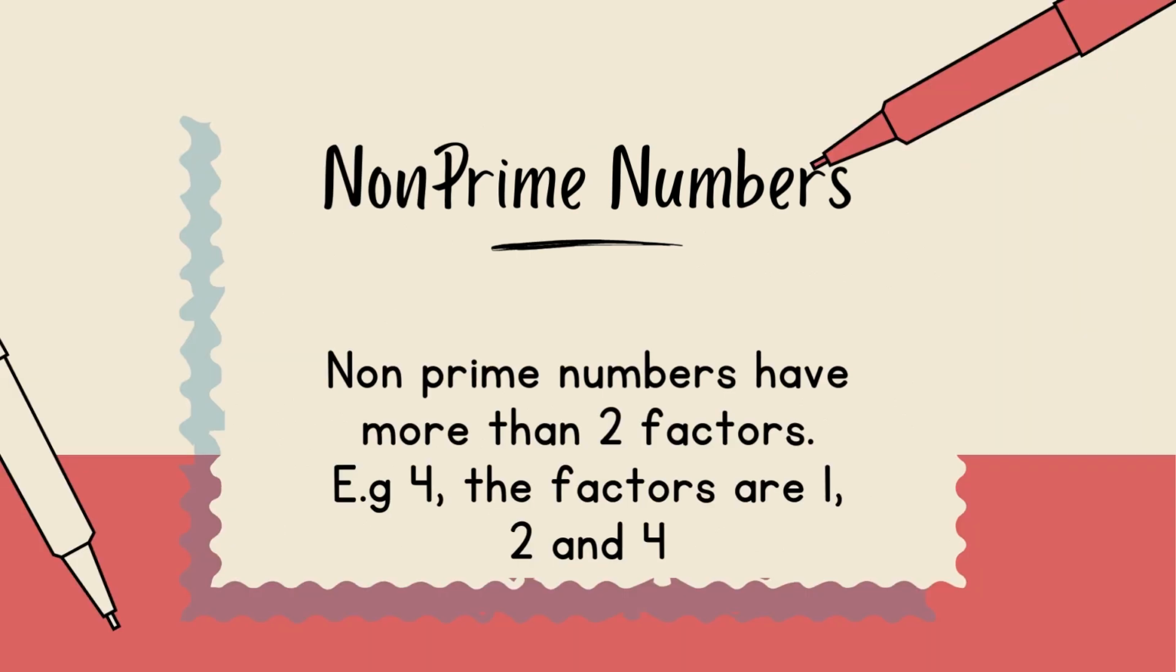Non-prime numbers are numbers that have more than two factors. The example 4 has 3 factors, which is 1, 2, and 4. We can multiply 4 and 1 to get 4, and then we can also multiply 2 and 2 to get 4. So we can see that 4 is not a prime number.